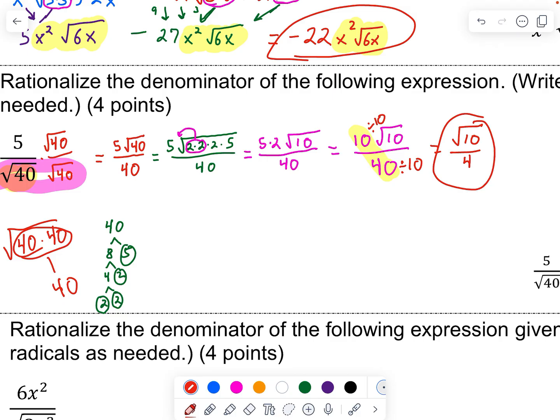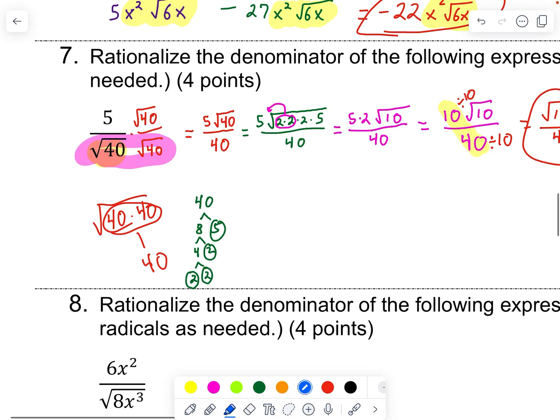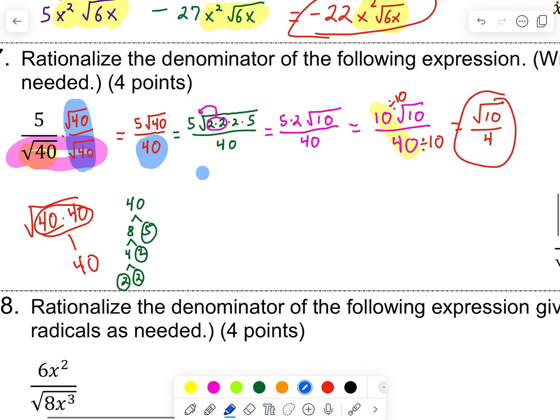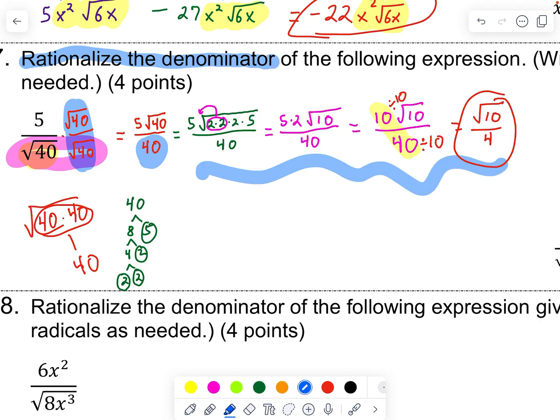Okay. Notice in this that this was the key right there: multiplying by that denominator over that denominator. It gave me a 40 in the denominator. No more square root. So that was the whole key. All the rest of this stuff is just simplification. Actually rationalizing the denominator happened very early, and the rest of it was just simplification.